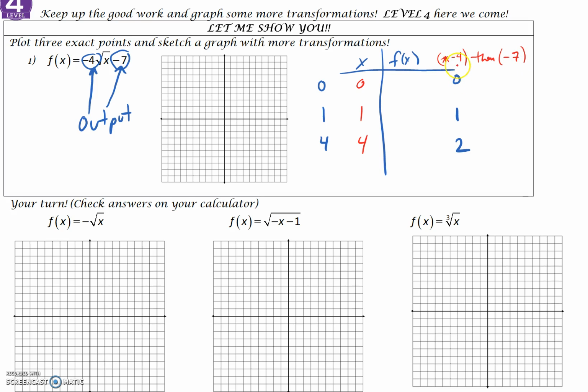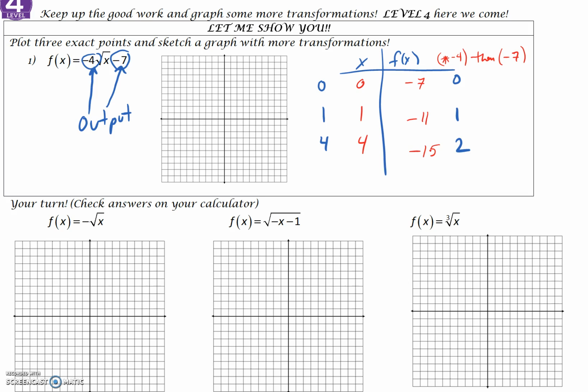So multiply 0 by -4, I get 0. Take away 7, I get -7. Multiply -4 times 1, I get -4, and then take away 7, I get -11. 2 times the -4 is -8, and then take away 7, I get -15.